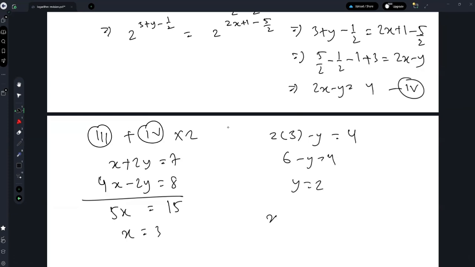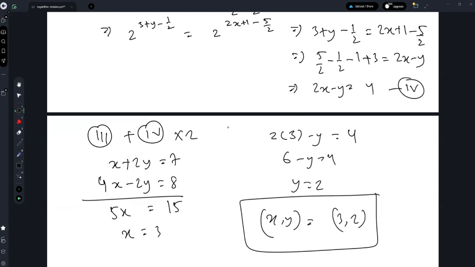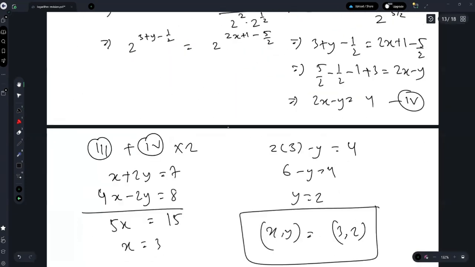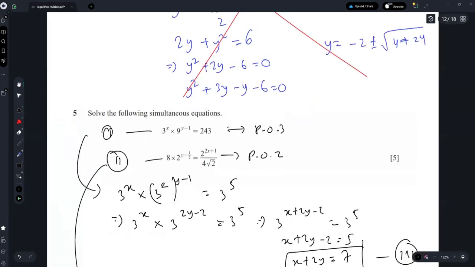Now, we get (x, y) equals (3, 2). Now the better way to deal with this is by checking if this actually fits well there. We get x equals 3 and y equals 2. So let me just do a bit of check here. 3 cubed times 9 to the power 2 minus 1. So we get 9. So we get here 27 times 9 is going to be 243.